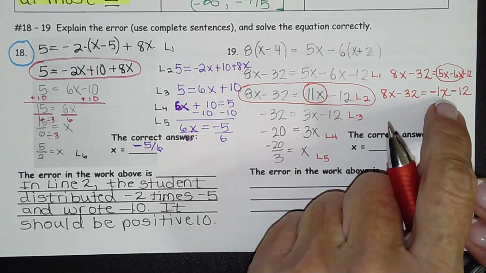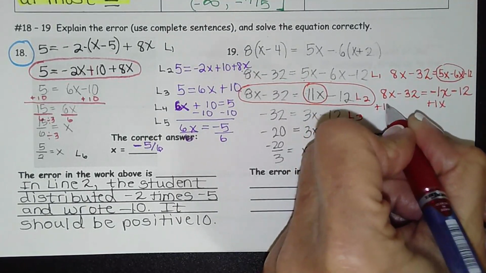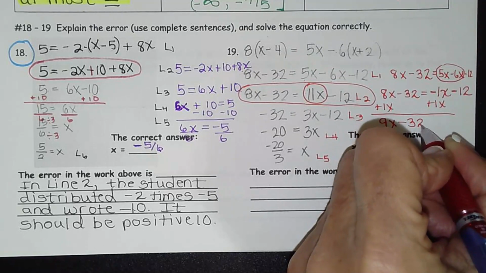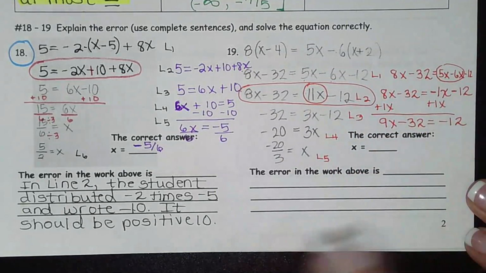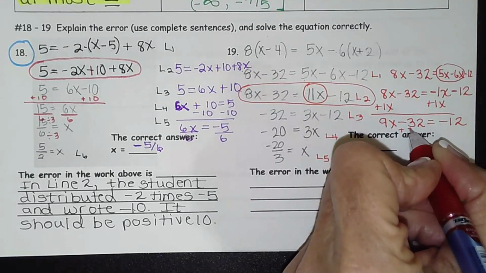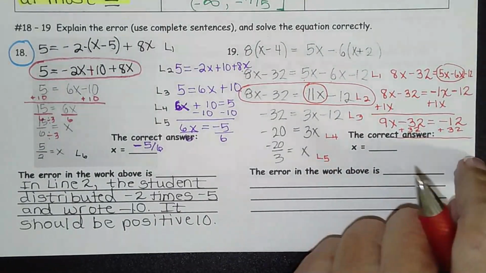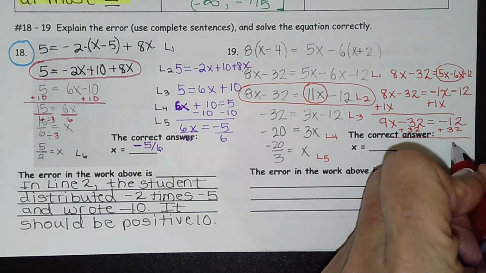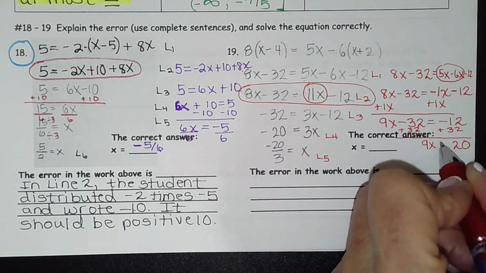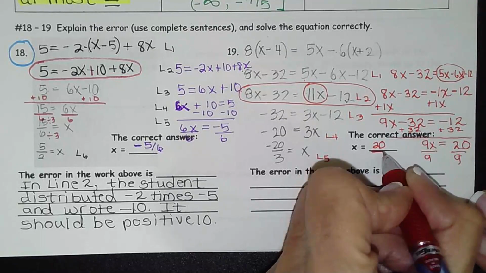So if we move all x's to the left, add 1x, we get 9x minus 32 equals negative 12. And then we want anything without an x moved to the right. So we add 32, add 32. And remember, when the signs are different, we subtract. 32 minus 12 is 20, and we keep the sign of the larger, plus. So we have 9x equals 20, which is going to make our answer 20 over 9.